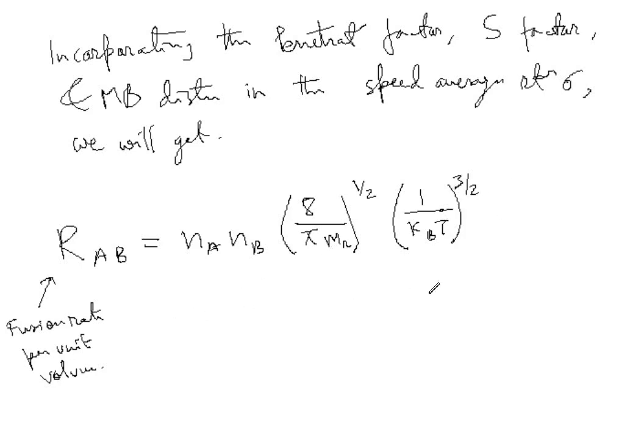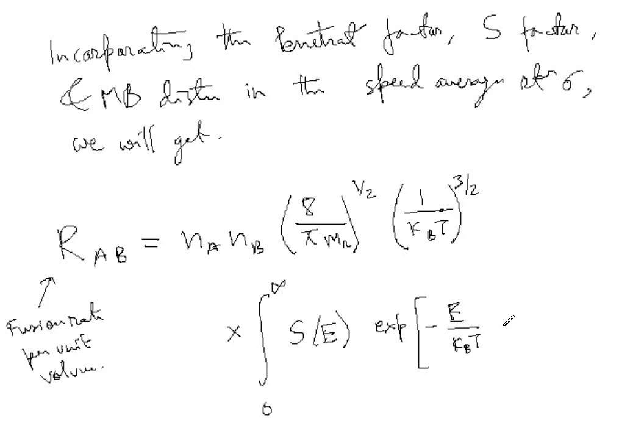This is coming from all the terms previously discussed. So I am using this, and as a result you will get this, multiplied by, what about the S factor? Now comes the S factor. So speed averaging, here is the S factor, into exponential of minus E by k_BT minus sqrt(E_G by E), dE. This is the term. So fusion rate per unit volume. This is what we have.